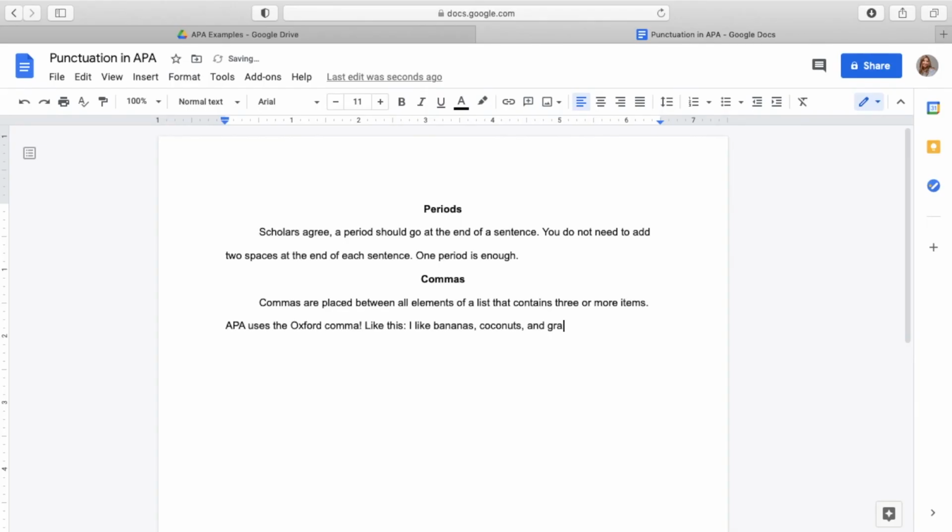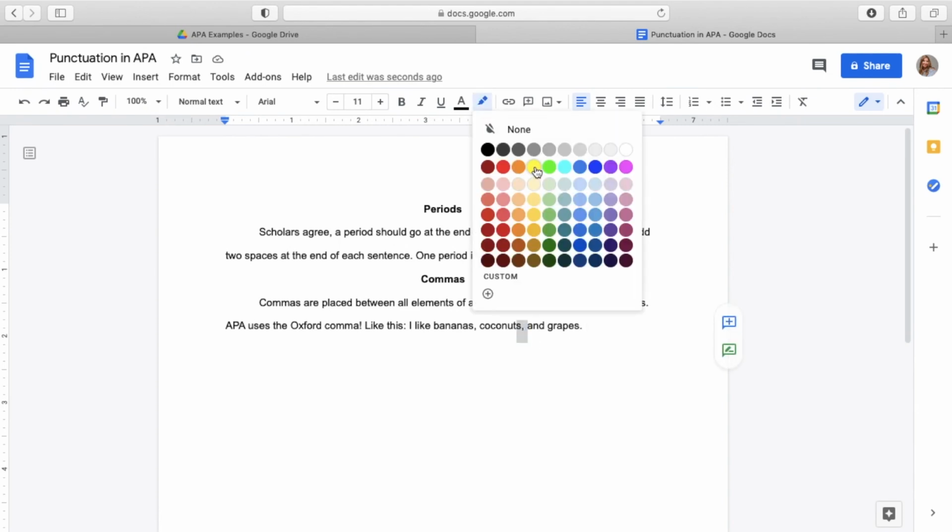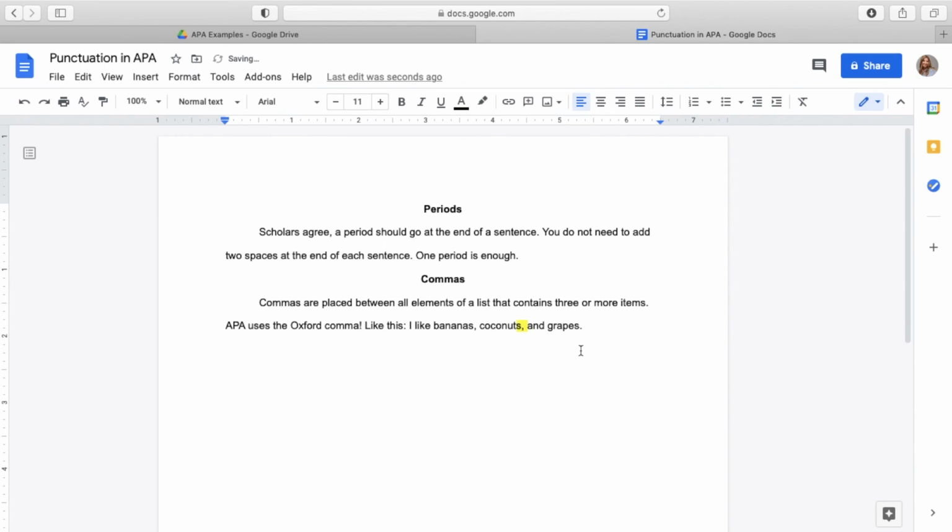Okay, not bananas, comma, coconuts and grapes, because or else then you're sticking coconuts and grapes together and it sounds like they're one thing. So unless they're the same thing and they should belong together, they get a comma in between. So I've highlighted it there for you so that there's no mistaking. Use the Oxford comma in APA 7th.